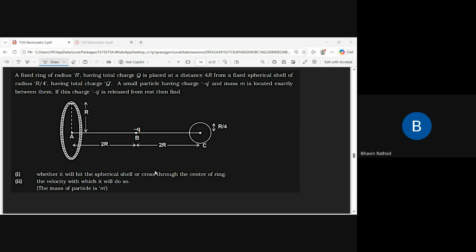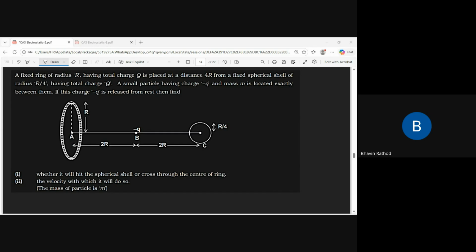Okay. So let us see how we can solve this. Here we are given a ring. It has a charge capital Q. We are given a hollow sphere. It also has a charge capital Q. And there is a negative charge of small q placed at the midpoint.